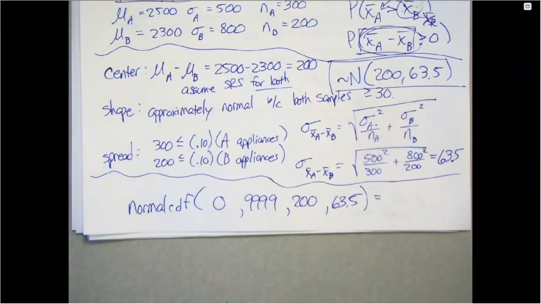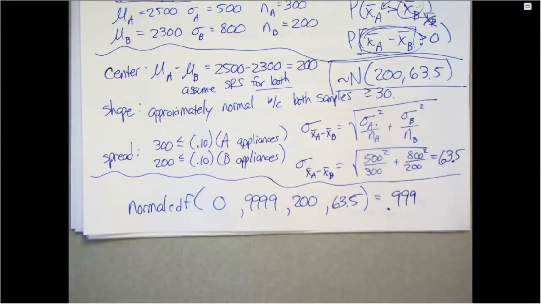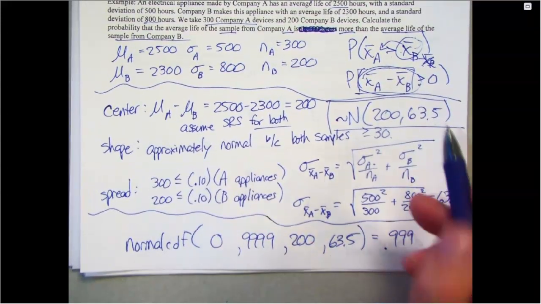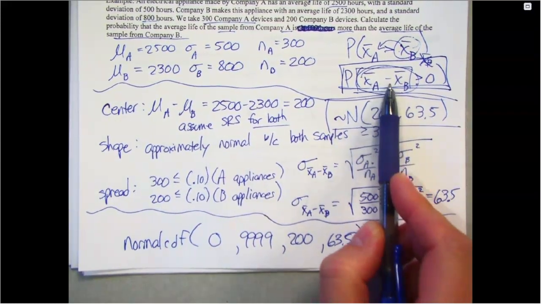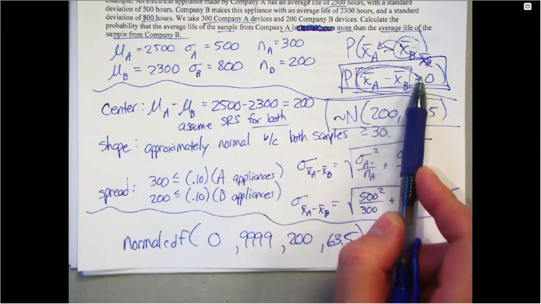Did you get 0.999? Alright, so it's pretty likely. I have a question. How did you know you were supposed to use 0.999? From this. Because I want X_A minus X_B to end up being greater than 0, so I want it positive. If it was less than 0, I would have put negative 999 to 0.